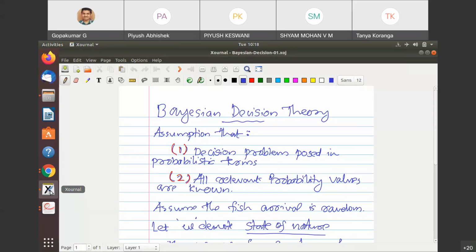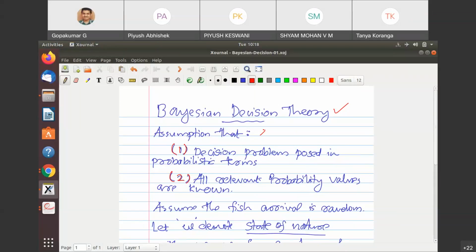Here, this particular pattern recognition is based on the Bayesian decision theory. I think we have already seen the Bayesian decision theory, so we'll come to those results and equations in the coming slides. But before going to the details of how the Bayesian decision theory is used to make a decision for classification, it is based on two assumptions.